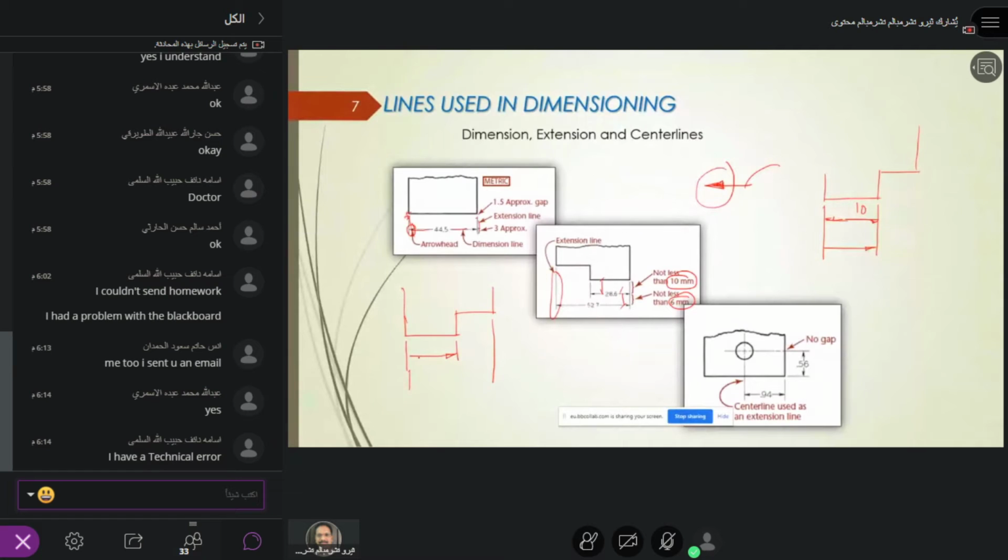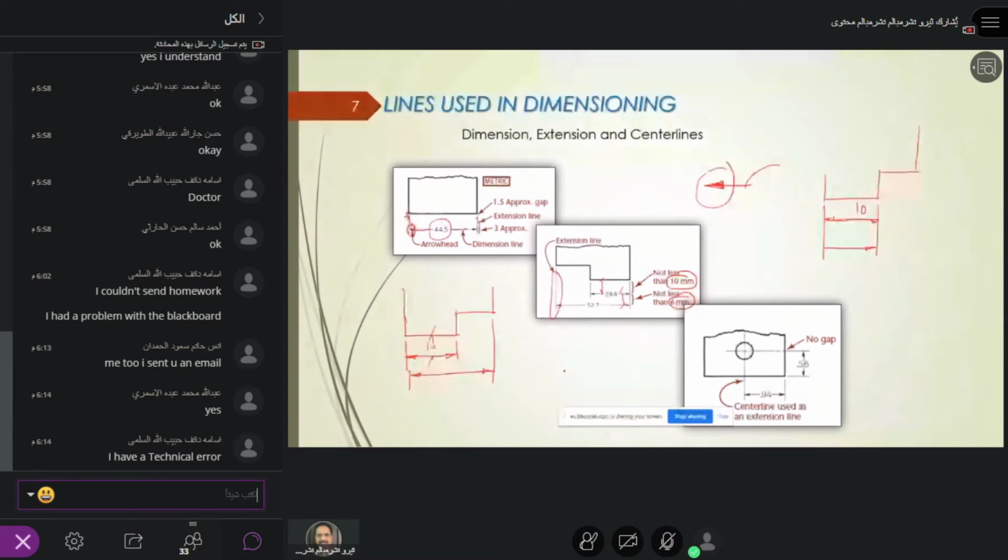This is the first dimension, and the second dimension. This gap should be 10 millimeters, and the second should be around 5 to 6 millimeters. Okay. Now you may be wondering, here they write the dimension in between, and here both are correct.